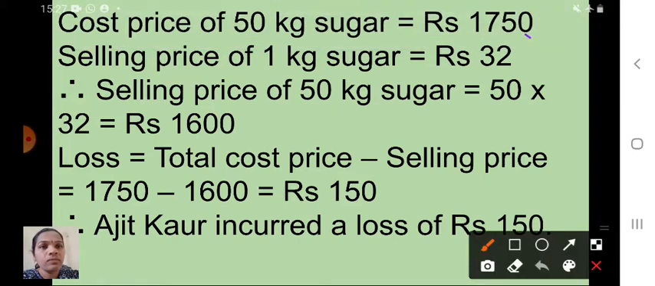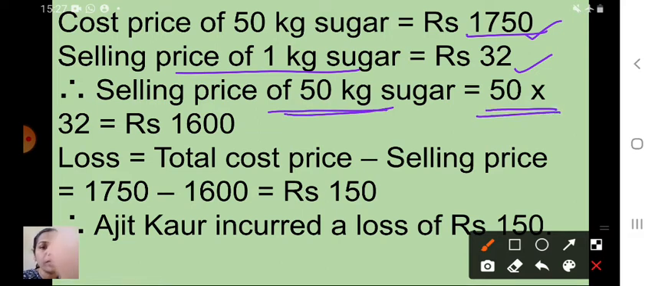Cost price of 50 kilogram of sugar is this one. Okay, 1,750 rupees. Selling price of 1 kilogram of sugar, 32 rupees. So selling price of 50 kilogram of sugar we have to find. For that we have to multiply. That means 50 into 32. What is your answer? 1,600 rupees.